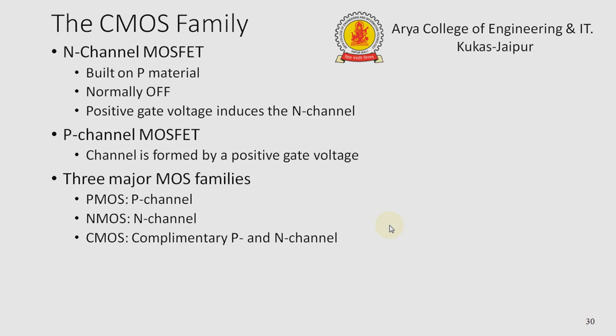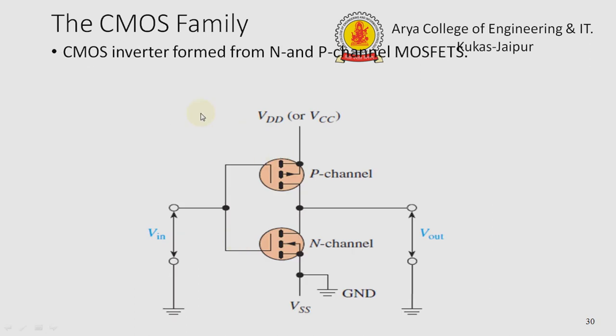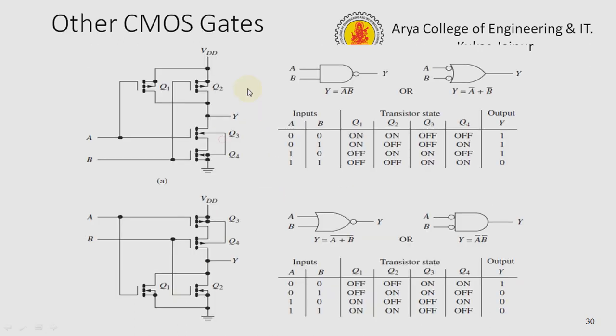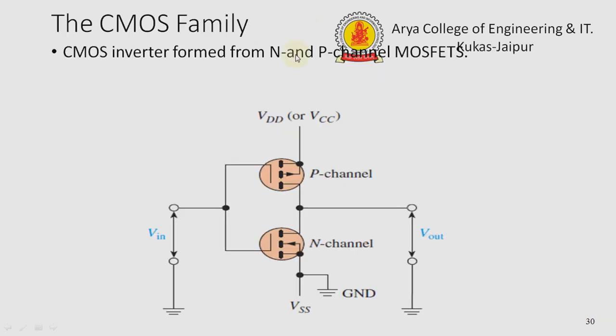CMOS families have an N channel MOSFET built on P material, and normally a positive gate voltage induces the N channel, and in the P channel MOSFET the channel is formed by a negative gate voltage. There are 3 major MOS families: PMOS, for P channel, NMOS, for N channel, and CMOS, which has complementary P and N channels both. In the CMOS family we are talking about the CMOS inverter formed from P and N channel MOSFETs.